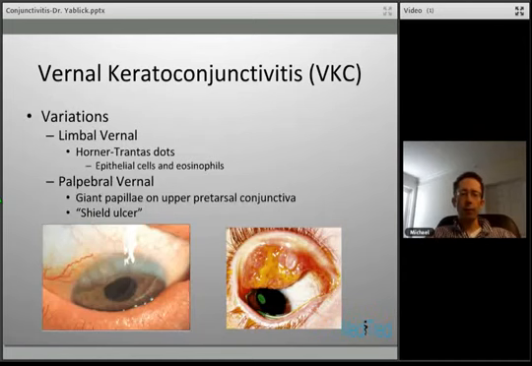You also have a palpebral vernal form, which you can see there on the bottom right. That has more of your typical giant papillae. And then, along with the giant papillae, you actually have rubbing on the superior cornea, which can cause a shield ulcer or an epithelial defect in that area. It's typical to be the upper portion of the cornea.